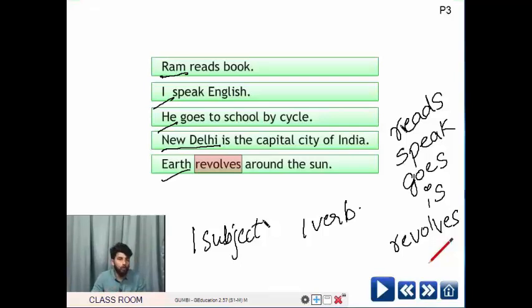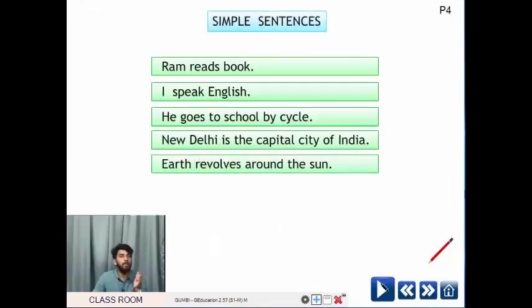So in all these sentences you could see one subject and one verb. What are these sentences called? A sentence which has one subject and a predicate or a verb is called a simple sentence. So the sentences which have one subject and one predicate or verb are called simple sentences. Alright, now let us see a few more sentences.